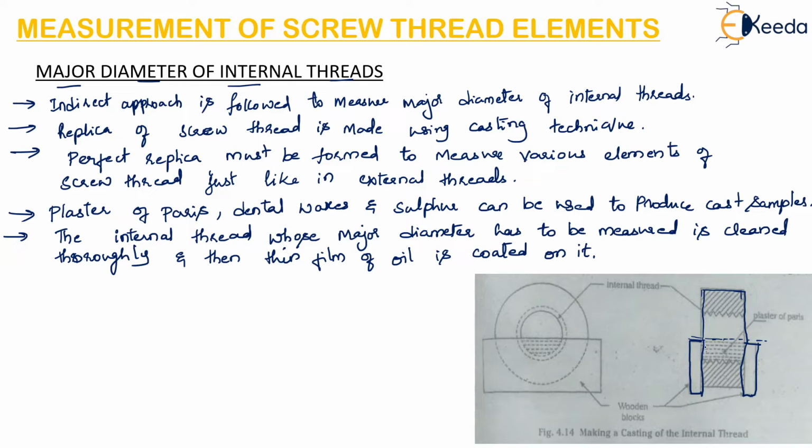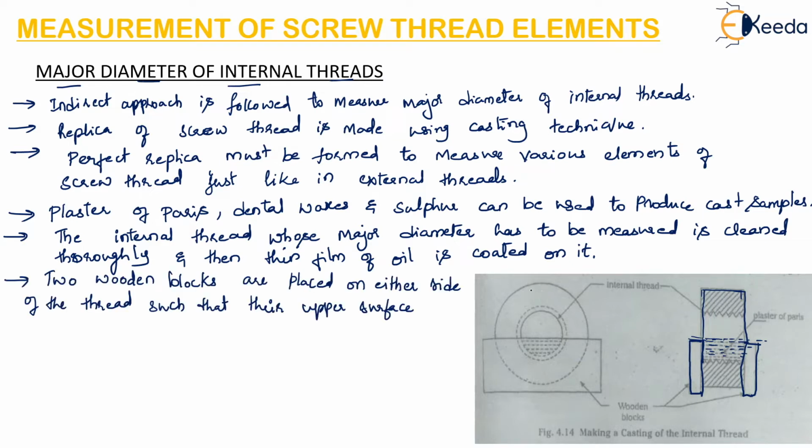Here you can see there is plaster of Paris which is dropped into this well formed by the two wooden blocks on either side of the screw thread. If this is the nut, it is clearly visible here. You are placing the wooden blocks like this on both sides. These are the wooden blocks. You can see there is a well formed here which is filled with plaster of Paris.